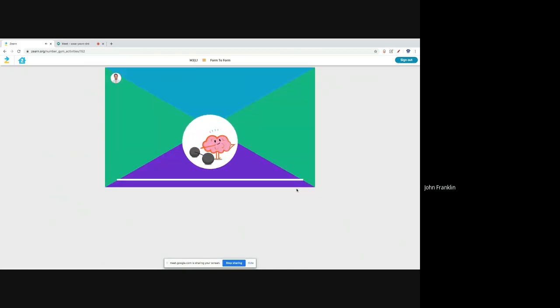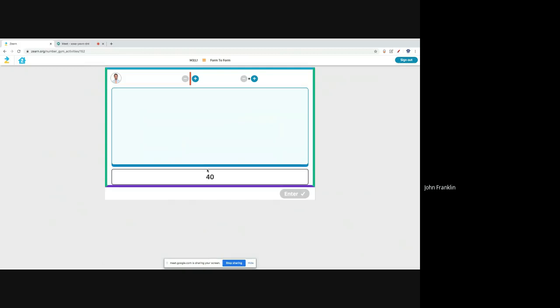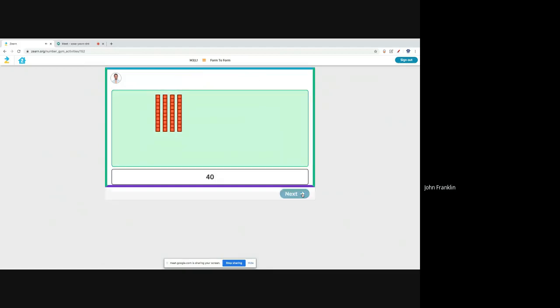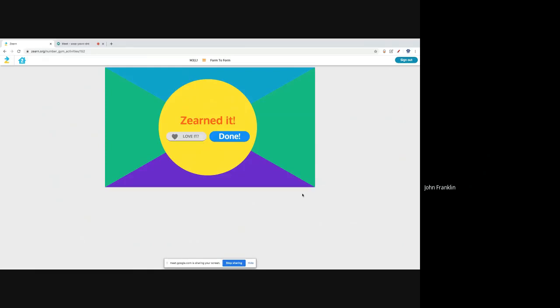We continue to move. Looks to be the last one until our goal. 40, we have 4 in the tens column, 0 in the ones column. 1, 2, 3, 4 in the tens, 0 in the ones. We are good to go. Zerned it. I loved it. Done.